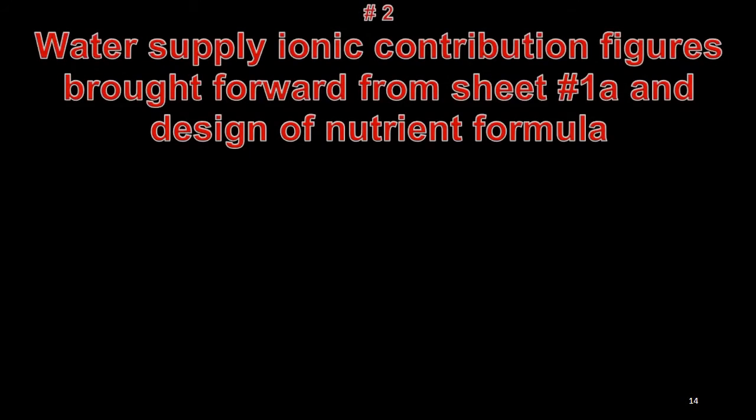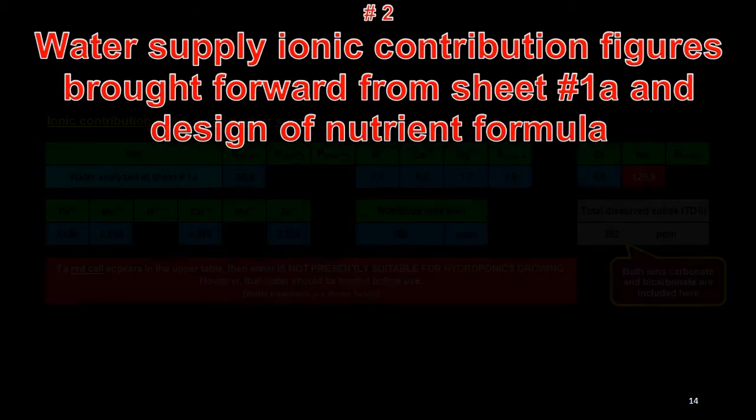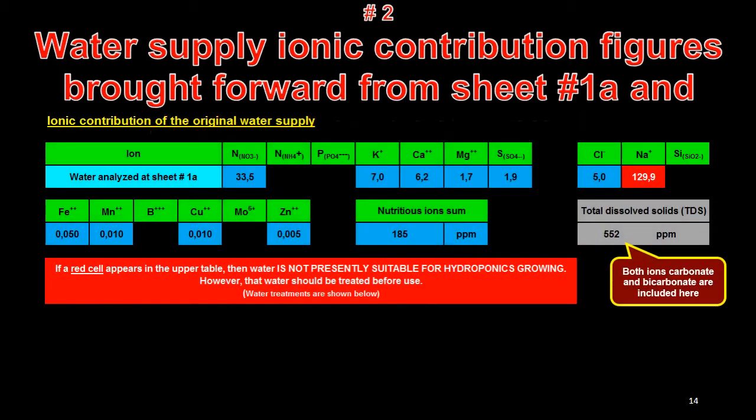The calculation of the nutrient solution formula to suit your base water now starts here on sheet number 2. This sheet is the heart of the calculations. The first table on this page shows the mineral composition of the base water. These values have come from the figures you previously entered on sheets number 1A and number 1B.